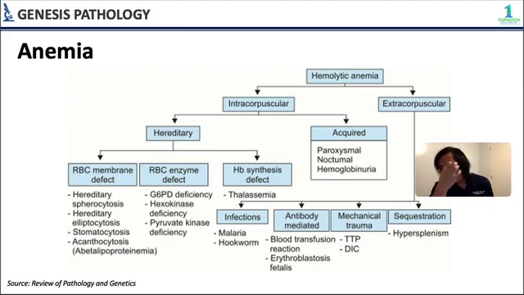Sige na nga, hindi ko mapigilan eh. Sige, G6PD deficiency. G6PD is the rate-limiting enzyme of your hexose monophosphate shunt. Ano ba yung dalawang products, what are the major products of your hexose monophosphate shunt?